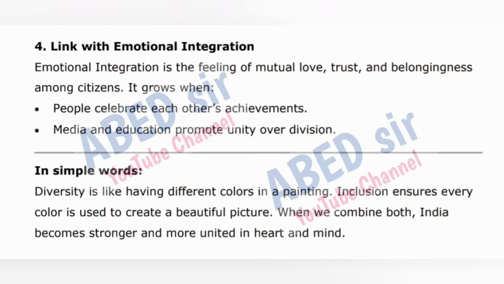4. Link with emotional integration. Emotional integration is the feeling of mutual love, trust, and belongingness among citizens. It grows when people celebrate each other's achievements. Media and education promote unity over division. In simple words, diversity is like having different colors in a painting. Inclusion ensures every color is used to create a beautiful picture. When we combine both, India becomes stronger and more united in heart and mind.